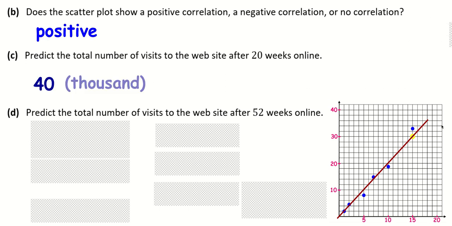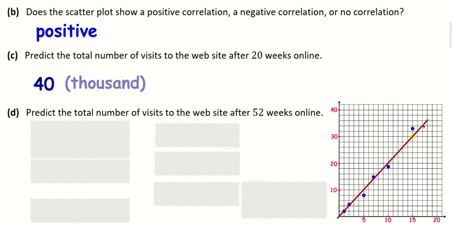Looks like it would be up here, like right there, it would hit, which is 40 or 40,000 visits to the website. Get it? Just look at where the line would be. Part D, predict the total number of visits to the website after, see, now we're getting a little more complicated, 52 weeks online. Where would my line be if we went all the way over to 52 on the x-axis, or the weeks axis?